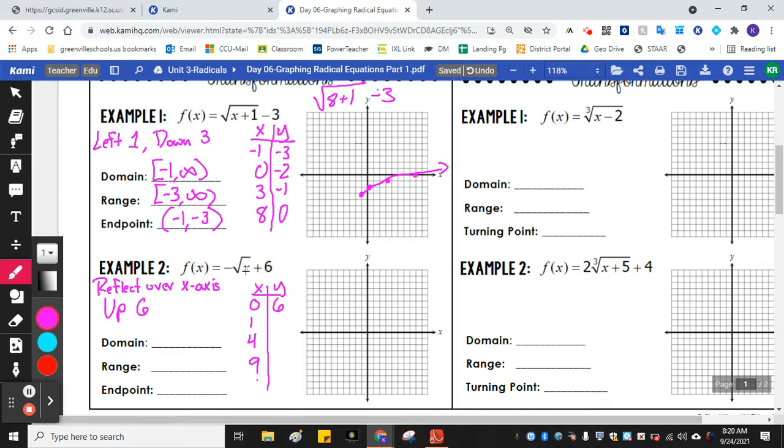The square root of 1 is 1. Negative 1 plus 6 is 5. The square root of 4 is 2. Negative 2 plus 6 is 4. Square root of 9 is 3. Negative 3 plus 6 is 3. So 0, 6. 1, 5. 4, 4. 9, 3.